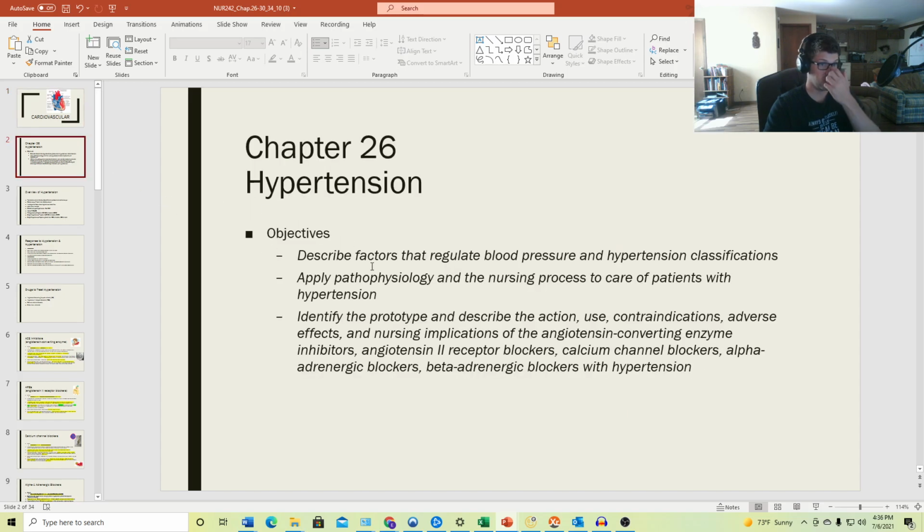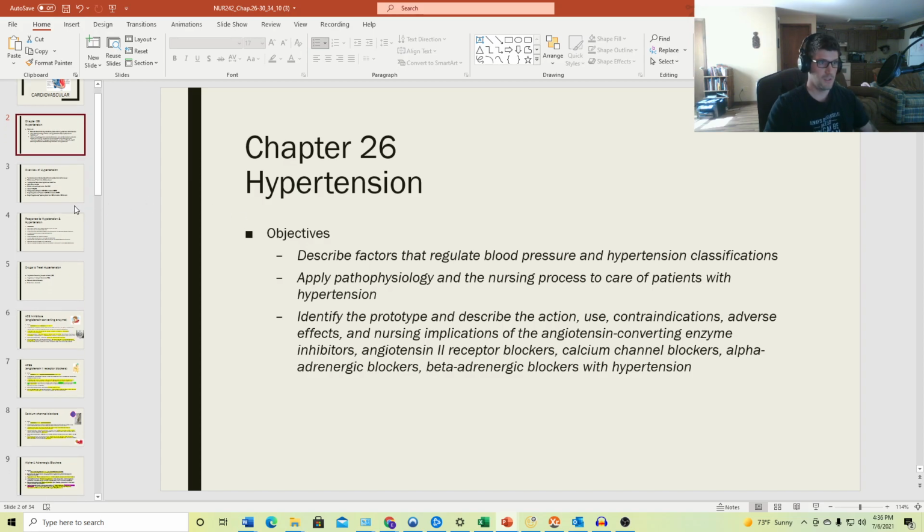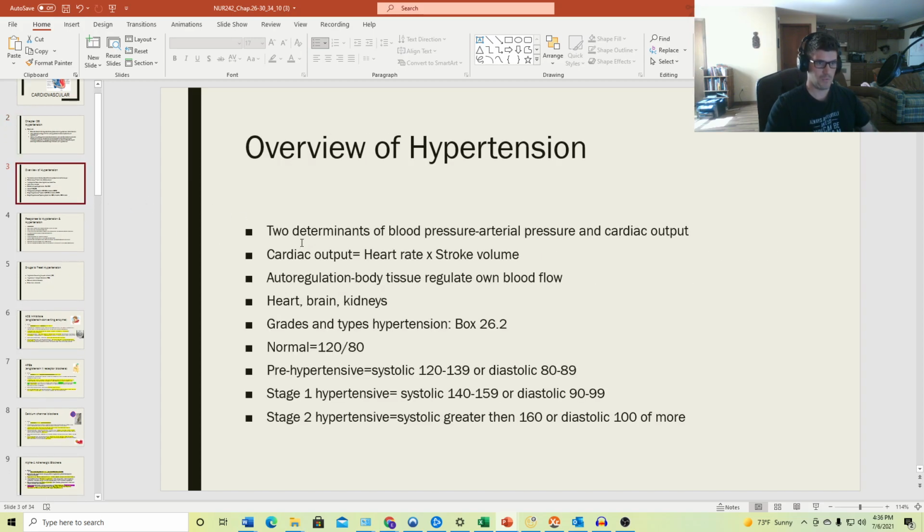So, chapter 26 is hypertension. We all know what hypertension is. Overview. So let's look at this. We need to know probably normal labs here, 120/80. Pre-hypertensive is 120 to 139 with a diastolic of 80 to 89. Stage 1: systolic is 140 to 159, diastolic is 90 to 99. And stage 2 is greater than 160 and over 100.